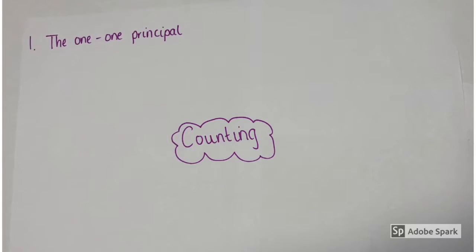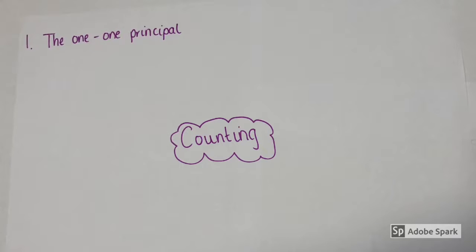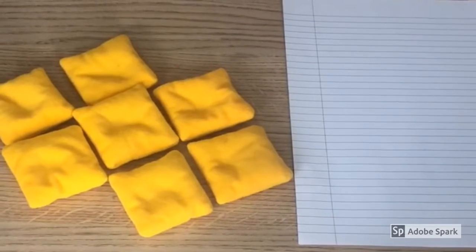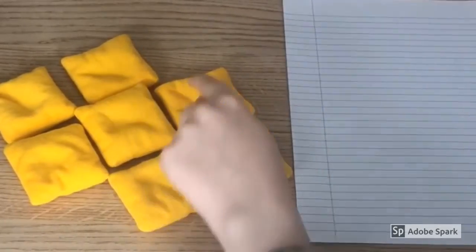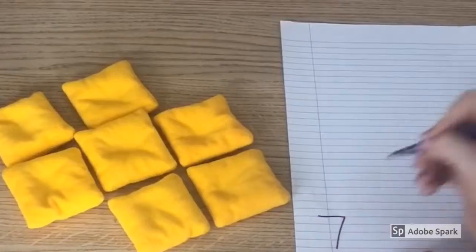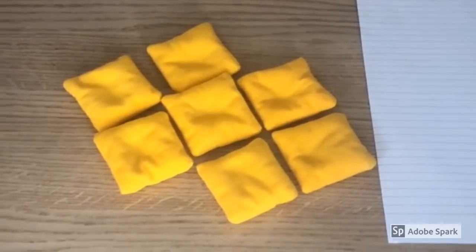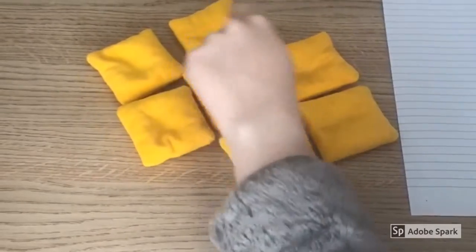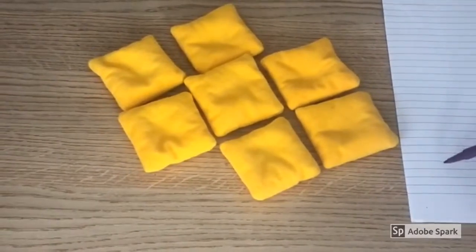The first principle that we are going to address is the one-to-one principle. This is when students give each individual item a name and count each object only once to find the answer. However, a common misconception is that students count the objects more than once. This means they will get a wrong answer.